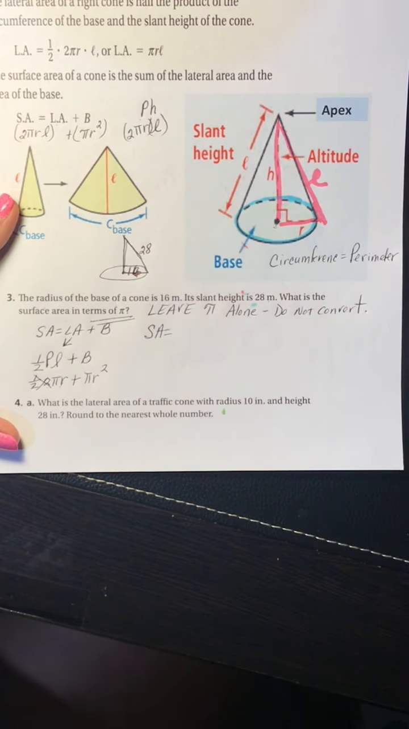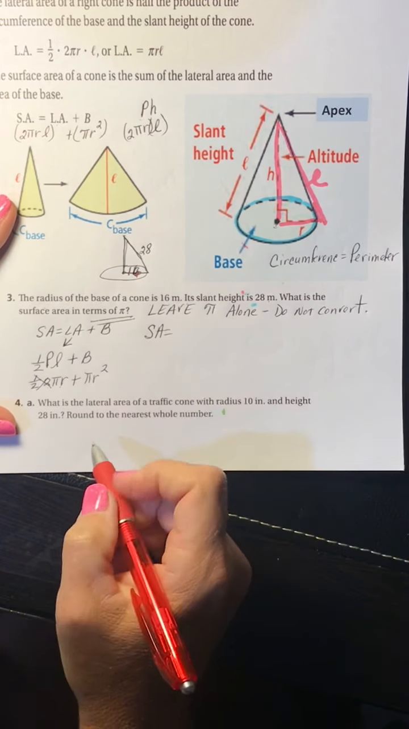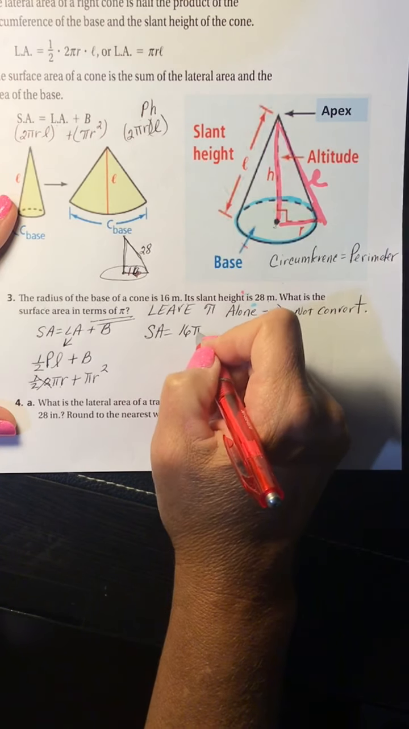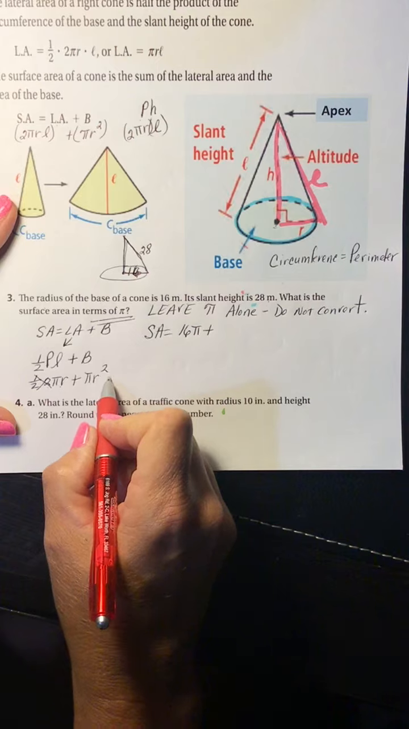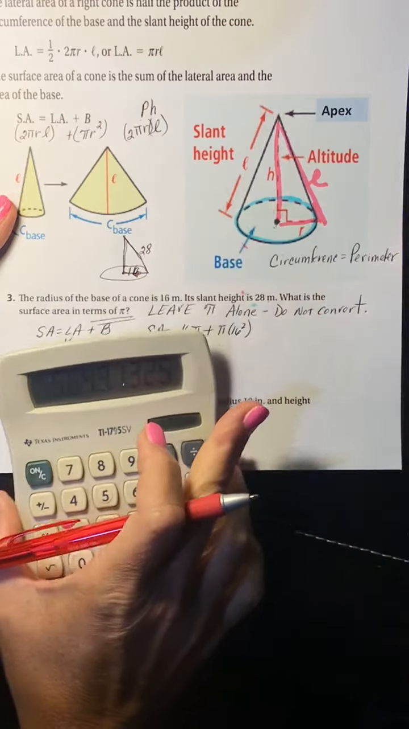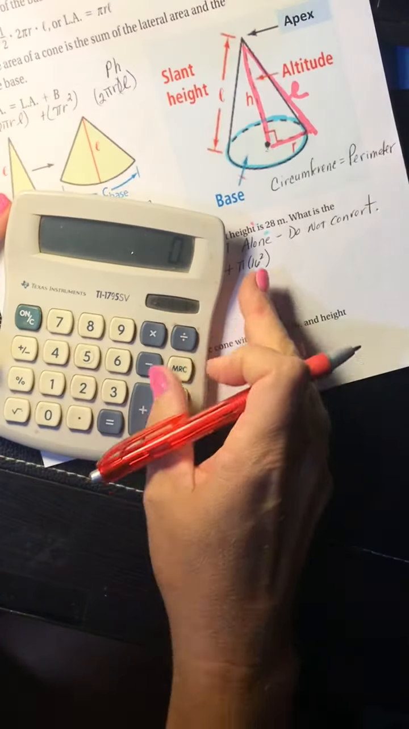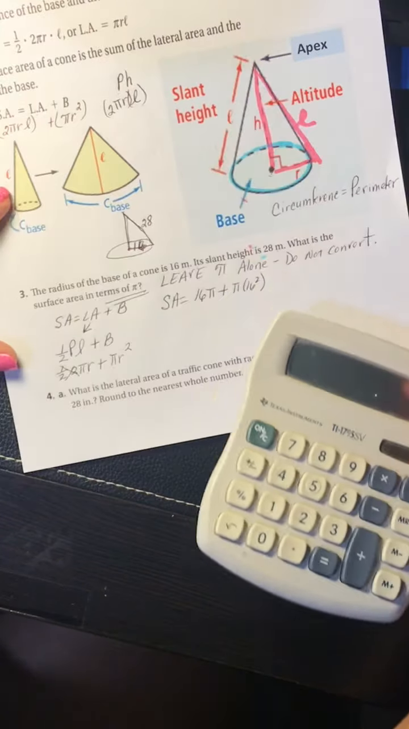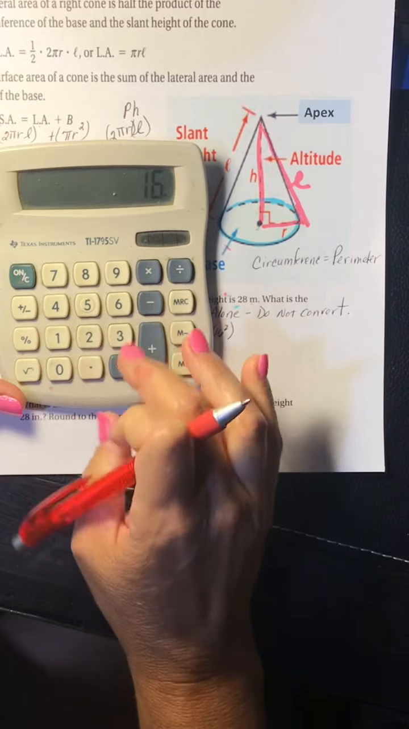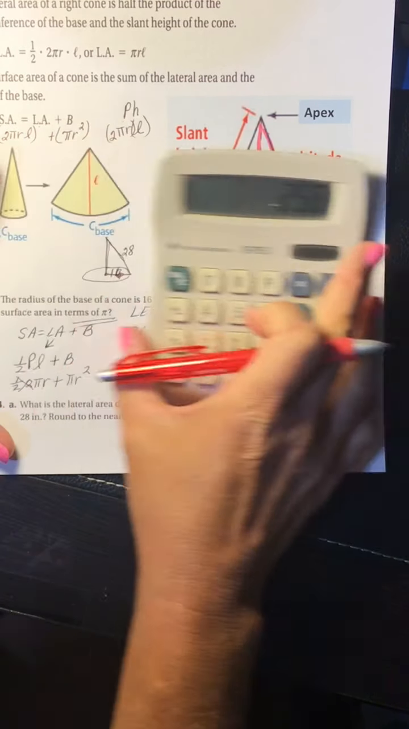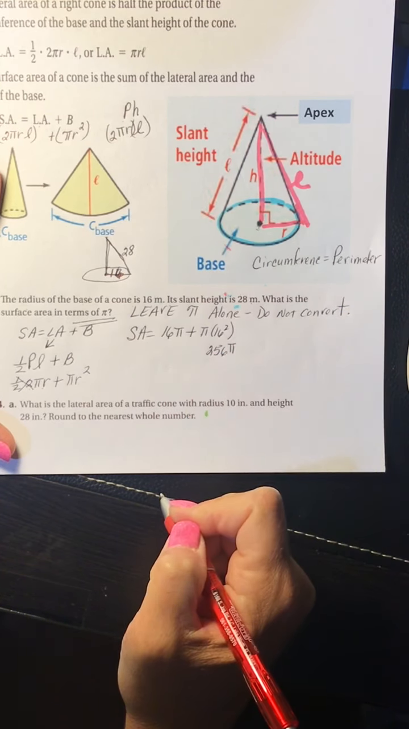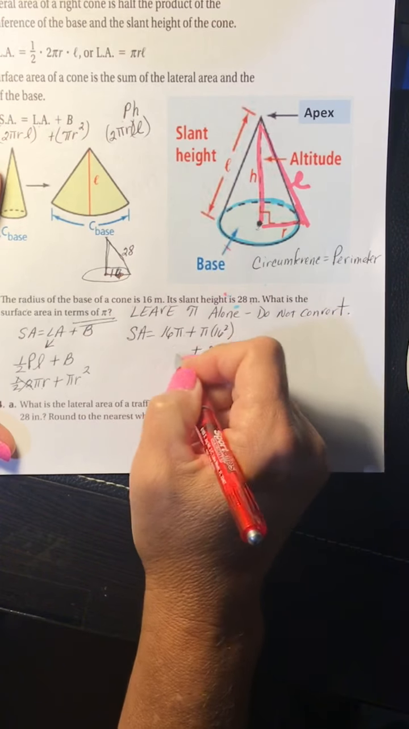The radius of the base is 16. So we have 16 for the radius times pi, plus pi r squared, which would be pi times 16 squared. Back to the calculator. All we have to do is square 16. 16 times 16 equals 256. 256 times pi. Leave pi alone, 16 pi.